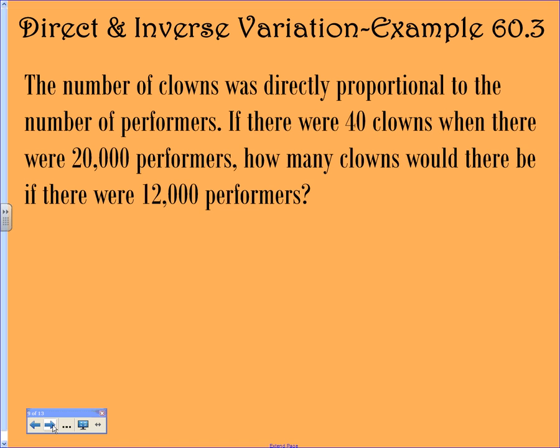All right, let's look at another one. The number of clowns was directly proportional to the number of performers. If there were 40 clowns when there were 20,000 performers, how many clowns would there be if there were 12,000 performers?